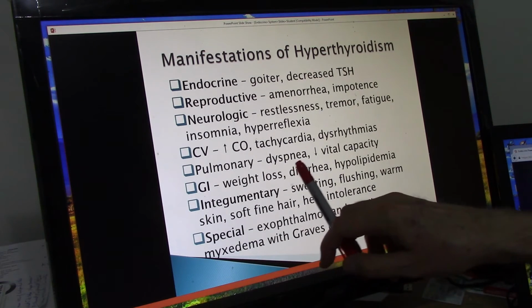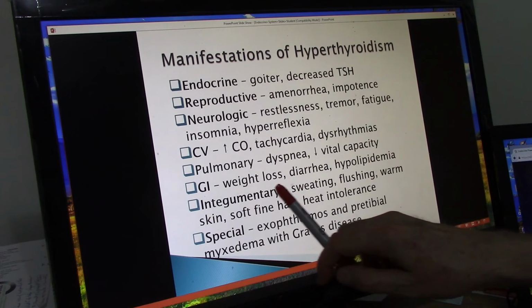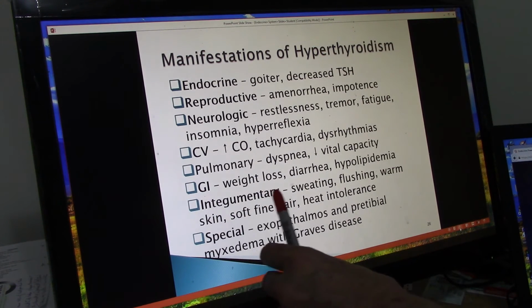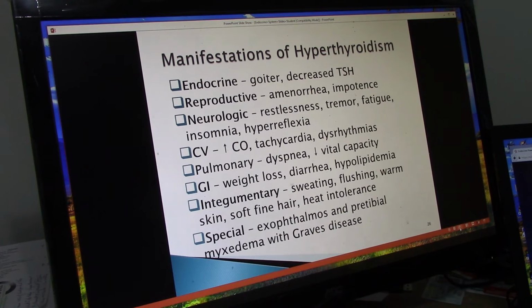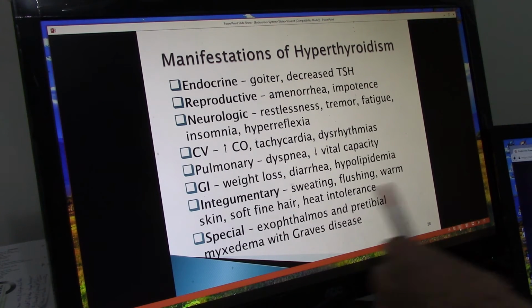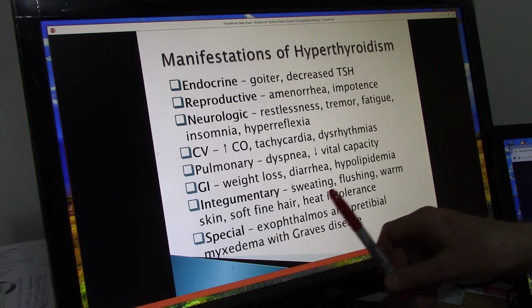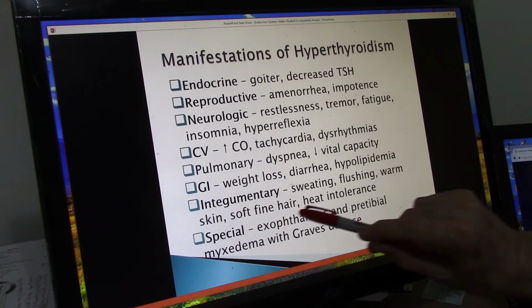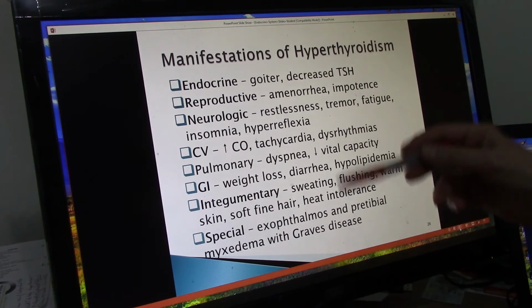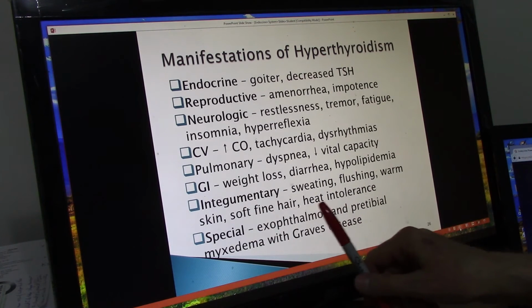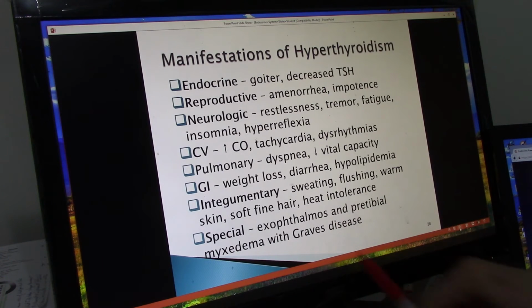Pulmonary, they may have trouble breathing. GI, the weight loss, because, and this is a very important question you oftentimes will see on the test. If a patient comes in and they're complaining of feeling hot and they're losing weight, and yet they're eating all the time, what kind of disorder might that be? And your answer would be hyperthyroid. The skin, very importantly, you'll see sweating, flushing, warm skin, and fine, soft hair. Please underline that. For hypothyroid, on the other hand, you'll find dry, brittle hair. And also, very importantly, heat intolerance. This oftentimes is a dead giveaway.